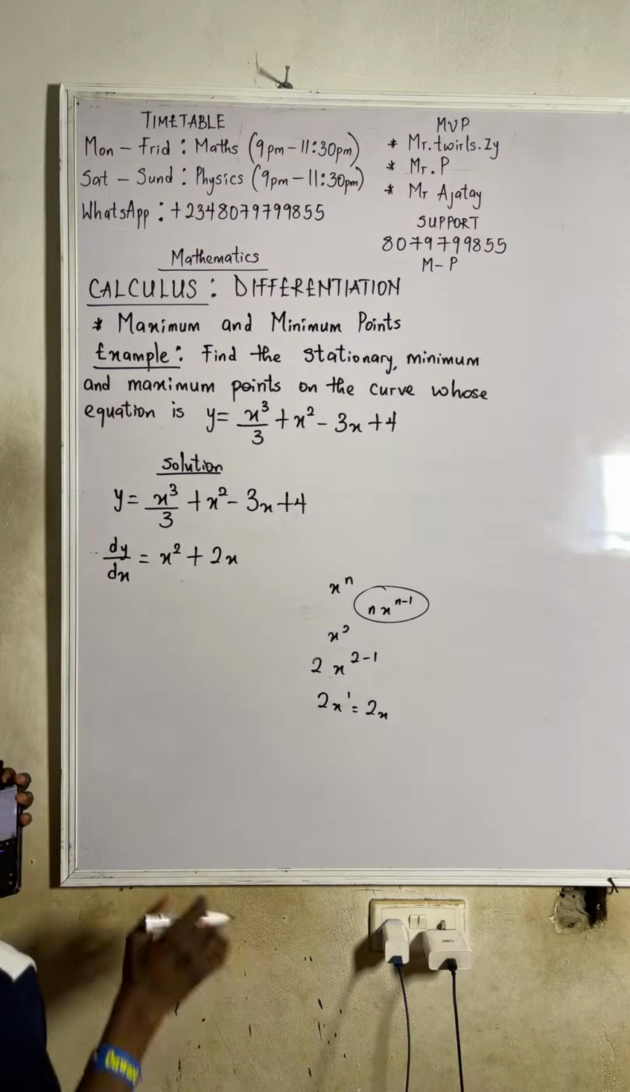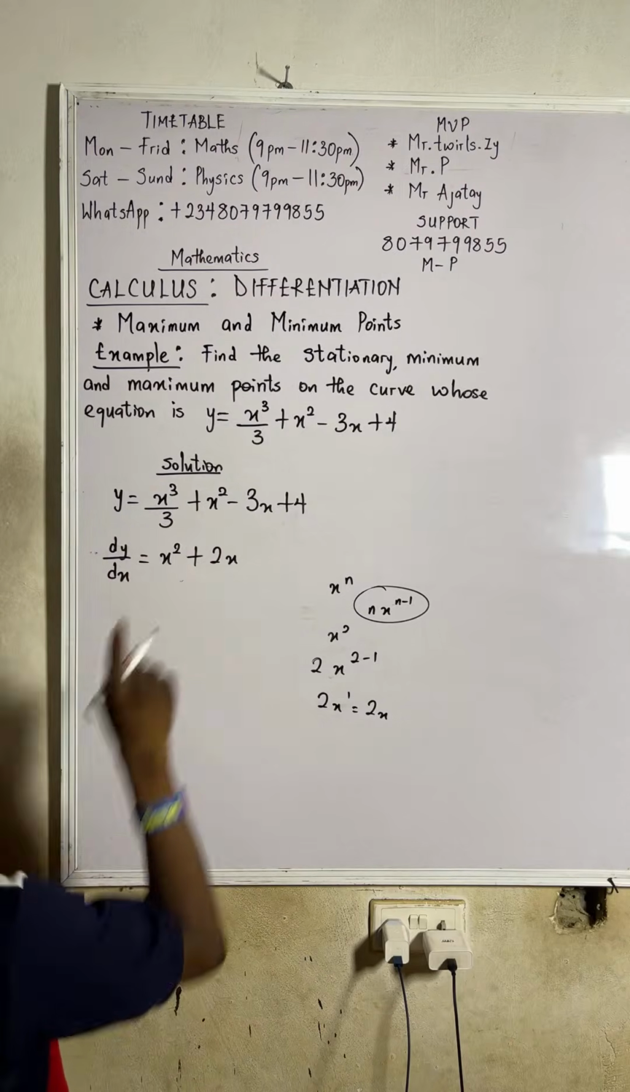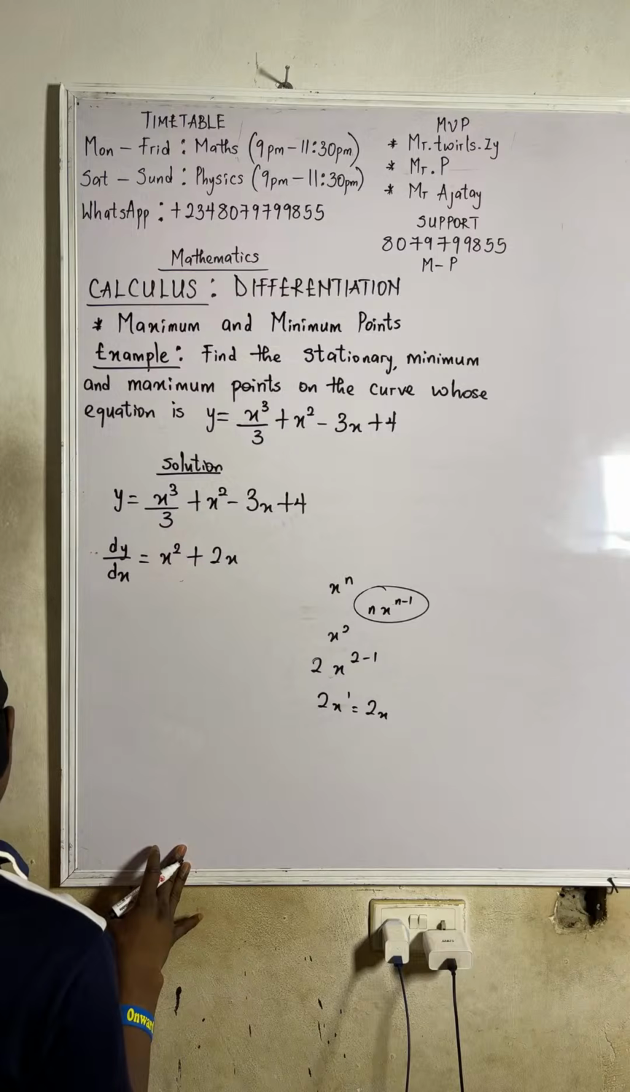Do you understand this now? Do you understand how x squared becomes 2x? Do you all understand it now?